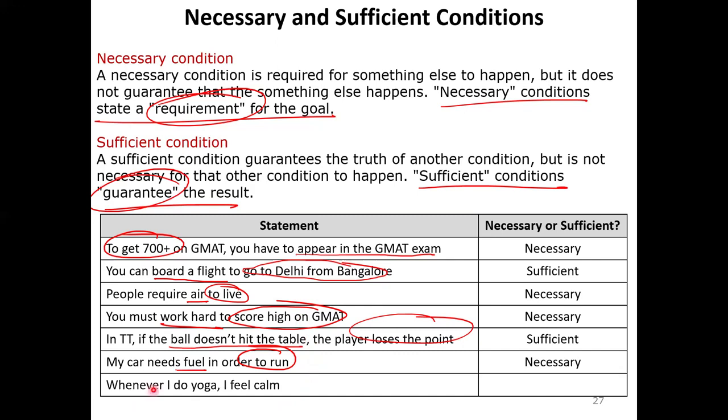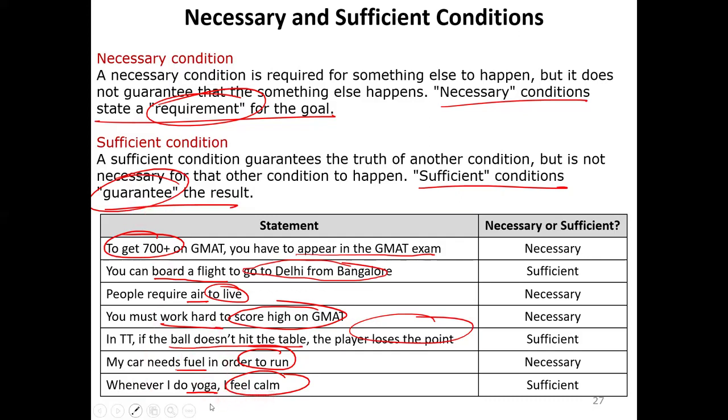Okay. Whenever I do yoga, I feel calm. So now tell me, is yoga a necessary or a sufficient condition to feel calm? What do you guys think? According to this sentence, obviously. All right. Very nice. So you guys almost had a 100% hit rate. Why is it sufficient? Because as per this statement, yoga is guaranteeing that I feel calm.